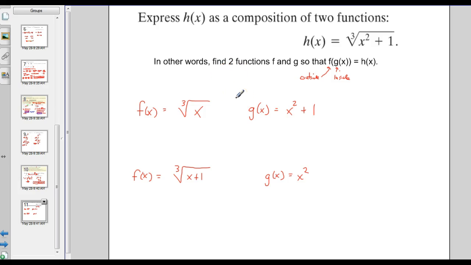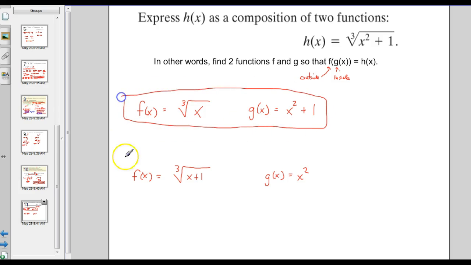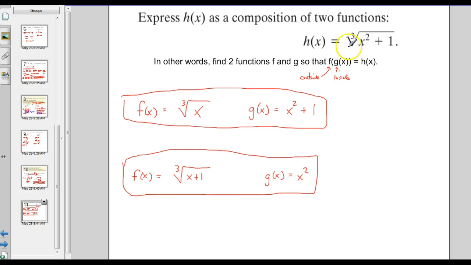So on a question like this in your homework, it'll probably be like a matching question. And if you have multiple choices, just put g into f and see if you get the h function. See if you get what you're supposed to get. But that's what we're doing here. There can be more than one. So this was a pair. And then this was a pair. So either one of those 2 pairs give me this.